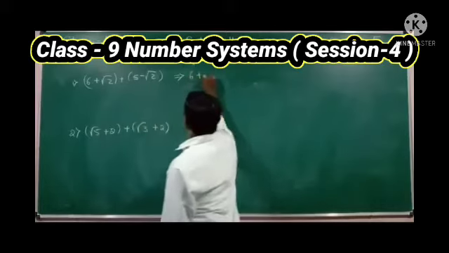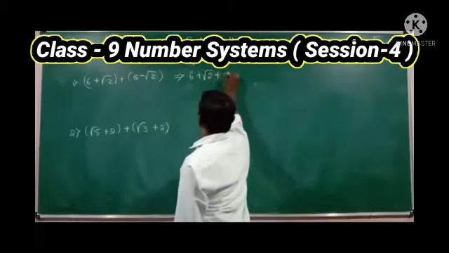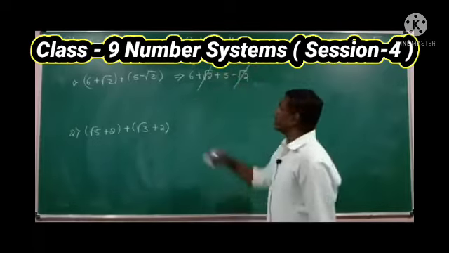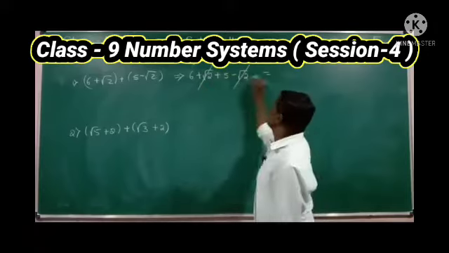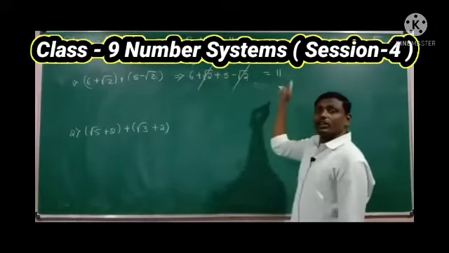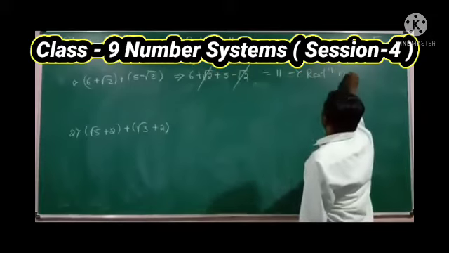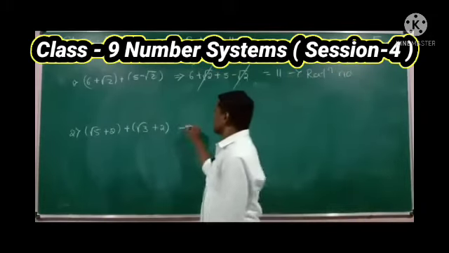6 plus root 2 plus 5 minus root 2. Plus root 2 and minus root 2 get cancelled. Remaining 6 plus 5 is 11. Is 11 a rational number or an irrational number? It is a rational number. Next, see the second one.